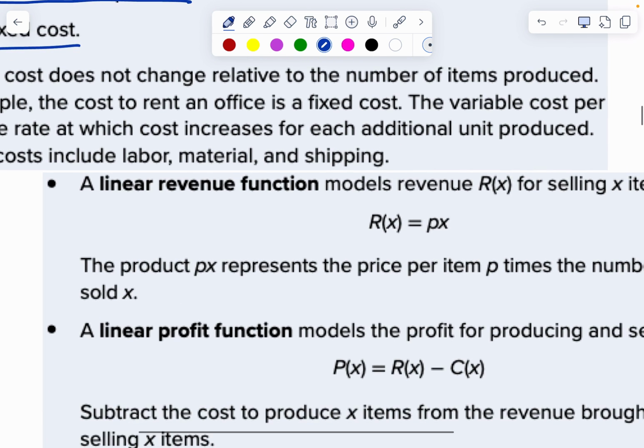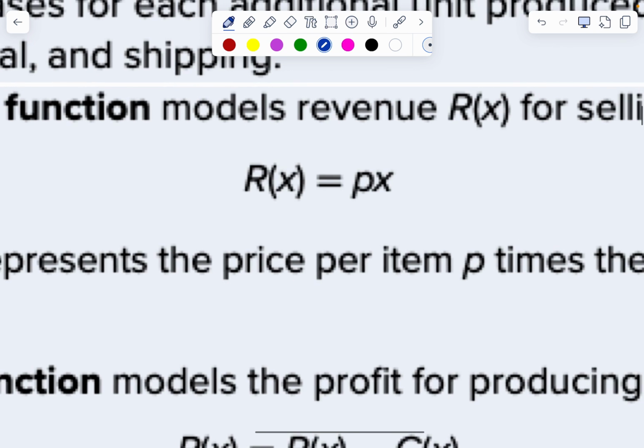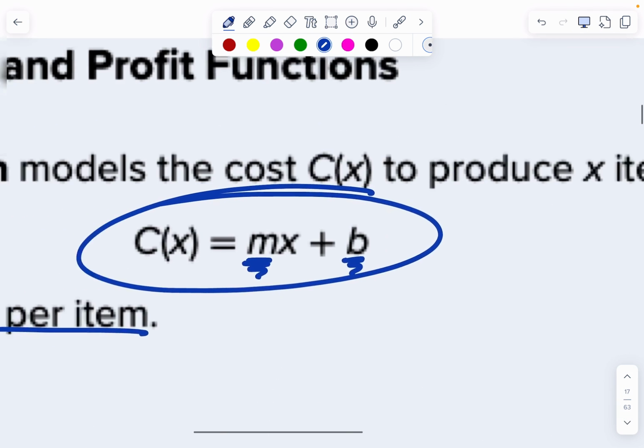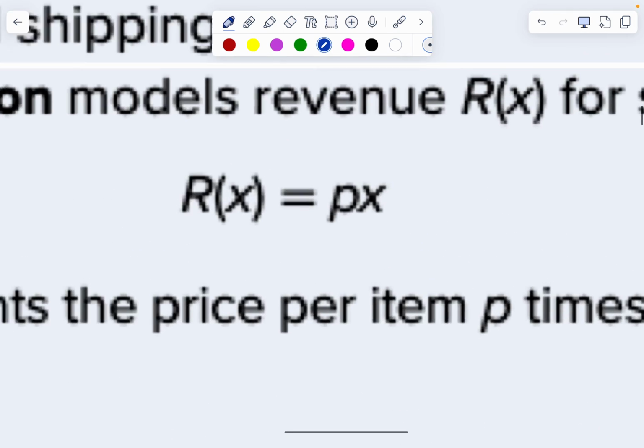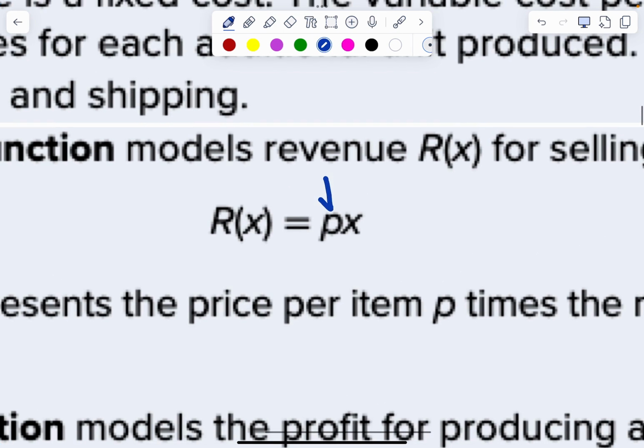Then they also have a revenue function. So the revenue is the amount of money. If this is what it costs for me to produce those items, this is how much revenue I'm going to gain: however much money I decide to sell that item for, times the number of items that I sell, right?